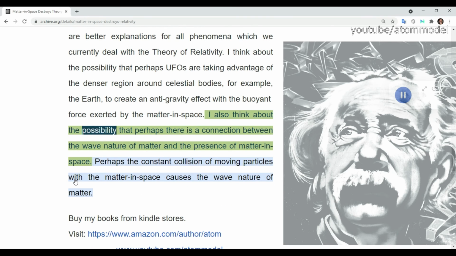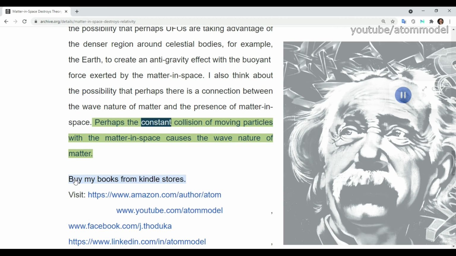I also think about the possibility that perhaps there is a connection between the wave nature of matter and the presence of matter in space. Perhaps the constant collision of moving particles with the matter in space causes the wave nature of matter.